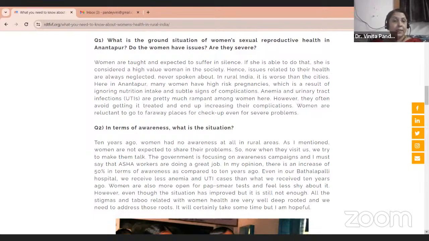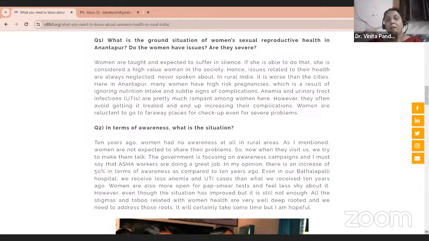Now, see, she's definitely presenting a positive picture. A question was asked to her about how much awareness there is now, in terms of awareness, what is the situation? 10 years ago, women had no awareness at all in rural areas. As I mentioned, women are not expected to share their problems. So now, when they visit us, we try to make them talk.